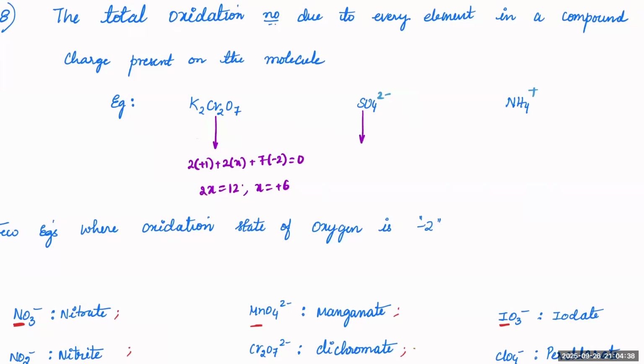Similarly, if I want to calculate for sulfur, I will take X plus 4 oxygens with -2 charge, overall equal to -2. So that makes X equal to +6. So here also sulfate is at +6 oxidation state. Similarly, just by using the rules, if I have to calculate for nitrogen, I will write X plus 4, each having +1 charge, overall equal to +1. So that makes X equal to -3.